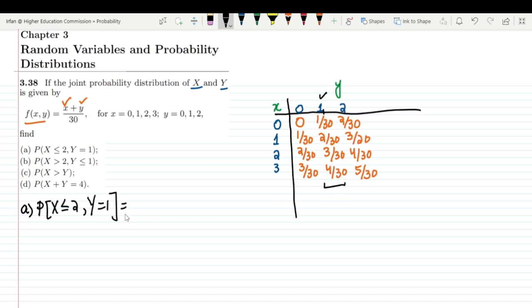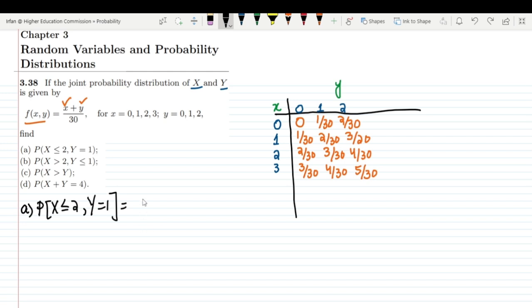Similarly, we have to see another condition here, and that is x less than or equal to 2. So it will be from here to here. These would all be the values where x is less than or equal to 2. We can see that this is the range. So 1 by 30, 2 by 30, 3 by 30. These are all the values, so let me write them here.